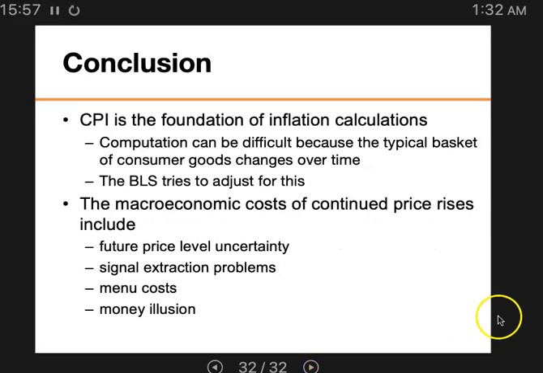So here we go, the conclusion, the last one. CPI is the foundation of the inflation calculation because it measures the purchasing power of money, the cost of living. The macroeconomic costs of continued price rises include basically uncertainty. There will be big problems. I only put a couple of things here, so you can take a look at that table again: the menu cost, the money illusion, and so on. All right, let's conclude chapter 8.